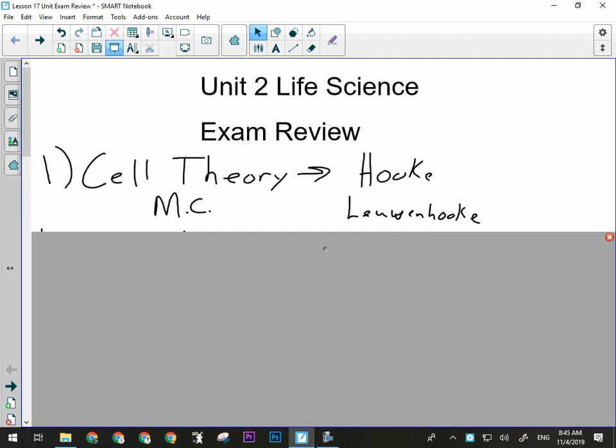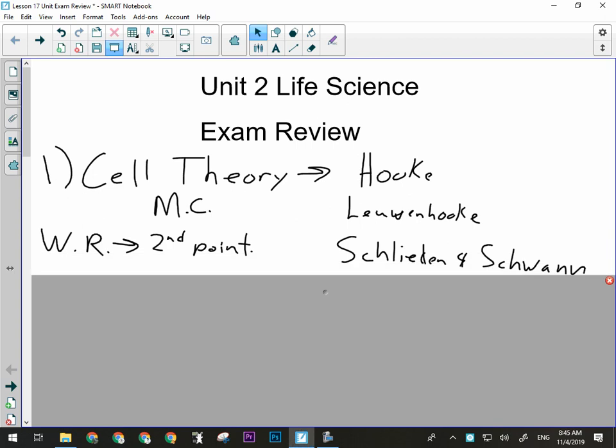They weren't empty little rooms. They could divide and reproduce. He discovered a lot of important things. And then we had Schleiden and Schwann, and they were the two that came up with the cell theory. First point is all organisms are made of cells. Cells carry out the basic functions of the organism, and cells reproduce by splitting in half or dividing. So they were important in that they came up with that original cell theory.